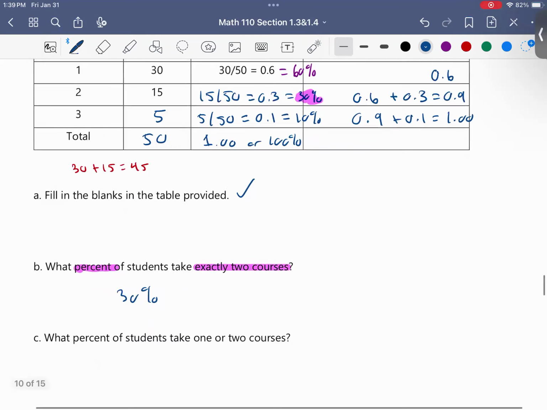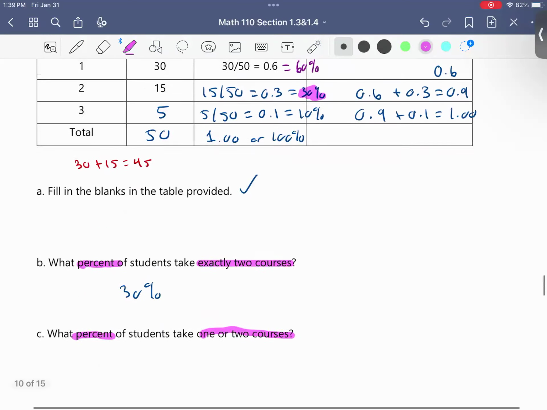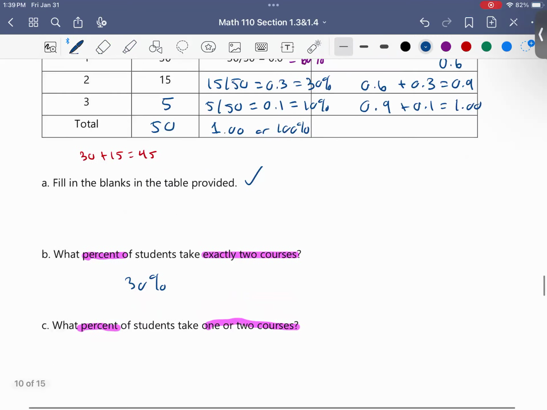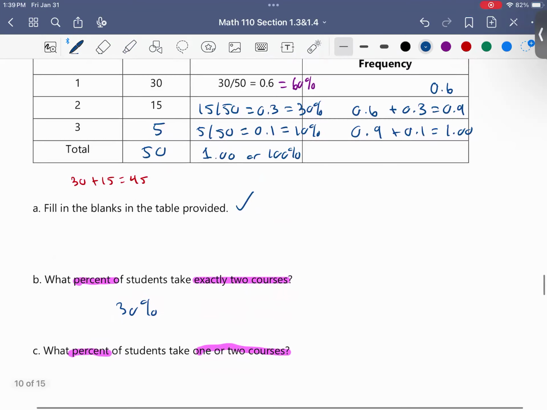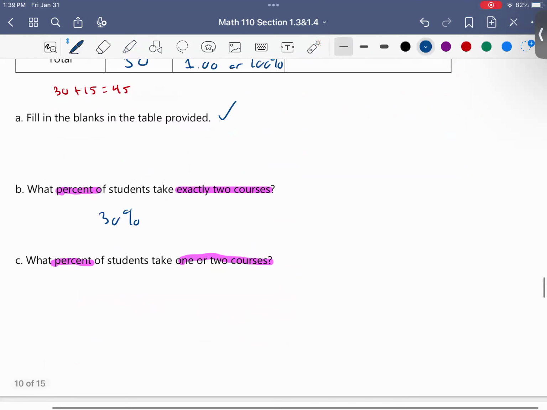Now for part C, what percentage of students take 1 or 2 courses? So we're once again talking about percent, and we're talking about 1 or 2 courses. So let me go ahead and erase this percentage here. This was 30%. Take 1 or 2 courses. So that's essentially 1 course and 2 courses. So 60% plus 30%. So that would be 90%.